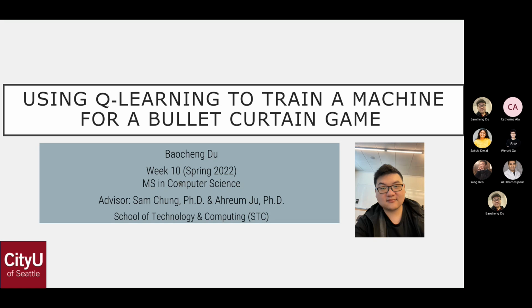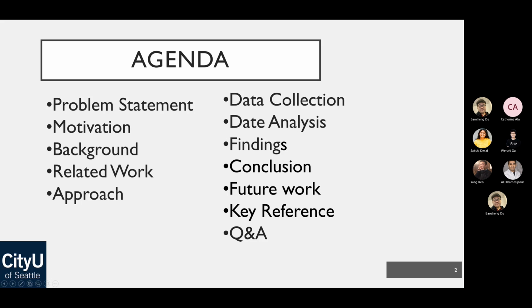And hello everyone, my name is Baocheng, and I'm talking about my project called using Q-learning to train a machine for a bullet searching game. And thanks to Sam and RM for helping me to complete my project. So this is my agenda, and I'm talking from these 11 parts.